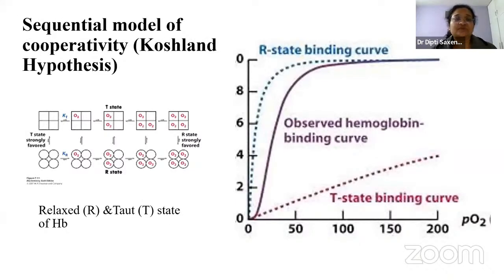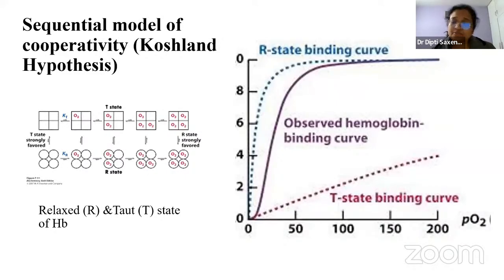Now the hemoglobin, as we have seen, binds to 4 oxygen molecules. This is what is known as the sequential model of cooperativity, also known as the Koshland hypothesis. When the hemoglobin is deoxygenated, it exists in a taut state, known as the T state. This T state gravitates towards carbon dioxide more. It has more affinity for carbon dioxide.